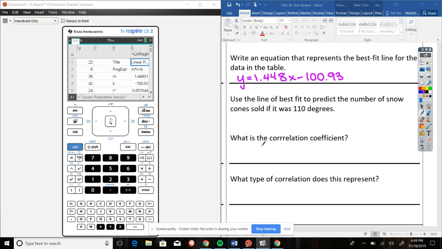Now notice down here, it wants the correlation coefficient. So that is our R value. So we have to scroll down so we see R. So our correlation coefficient in this case is 0.978. So again with the 3 decimal places. And since this one is positive, not negative, we just write it is a positive correlation.